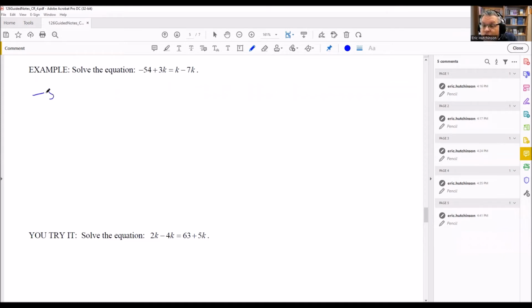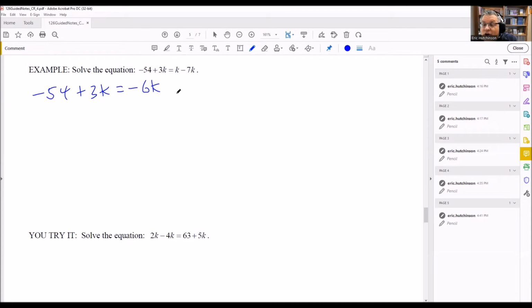Okay, so for this problem here, I noticed that on the right-hand side, I've got like terms here. Okay, they both have a k in it. Now, there's a 1 that's in front of that k. So I really have a 1k minus a 7k here. Well, 1 minus 7 is negative 6. So I have negative 6k. And that's what happens. That's my first step, would be to simplify the right-hand side.